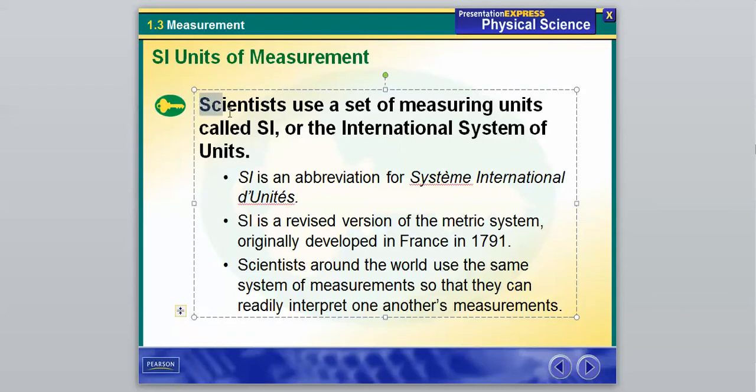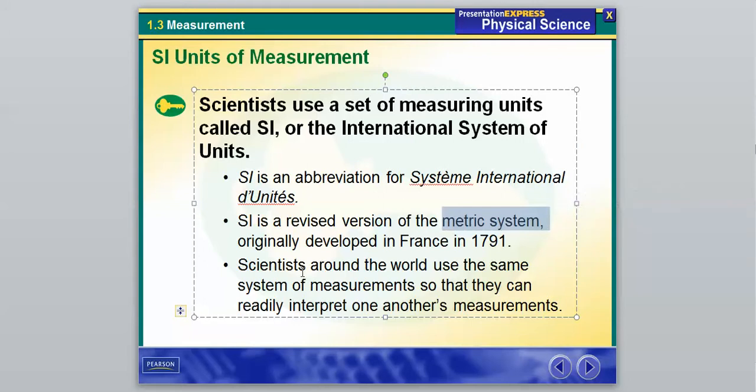I would make sure I have this written down. SI is an abbreviation for the French International System of Units. It's like Système International des Unités, I think. I took French in high school, but it's been a long time, so I'm not going to tell you exactly how that's pronounced. It's a revised version of the metric system, originally developed in France in 1791. It is really similar to the metric system, which you maybe have heard of, like meter versus centimeter versus millimeter, but it is a slightly revised version.